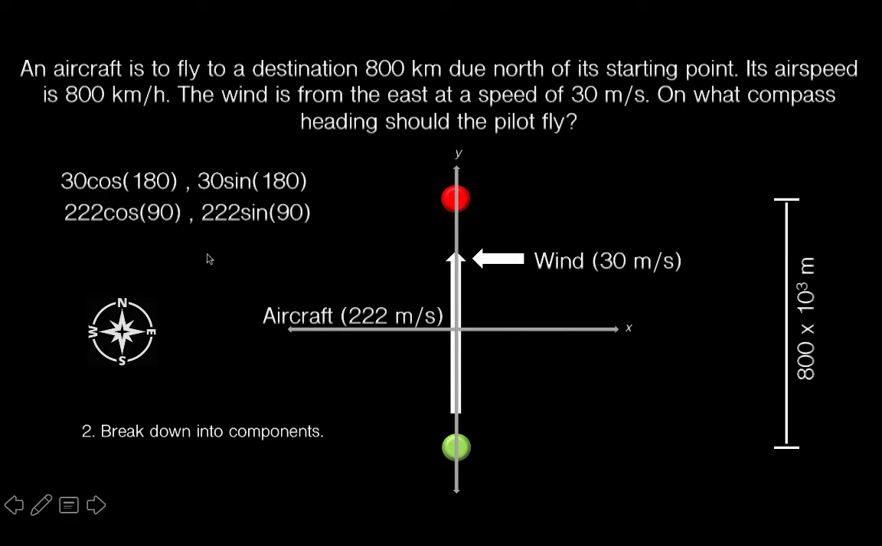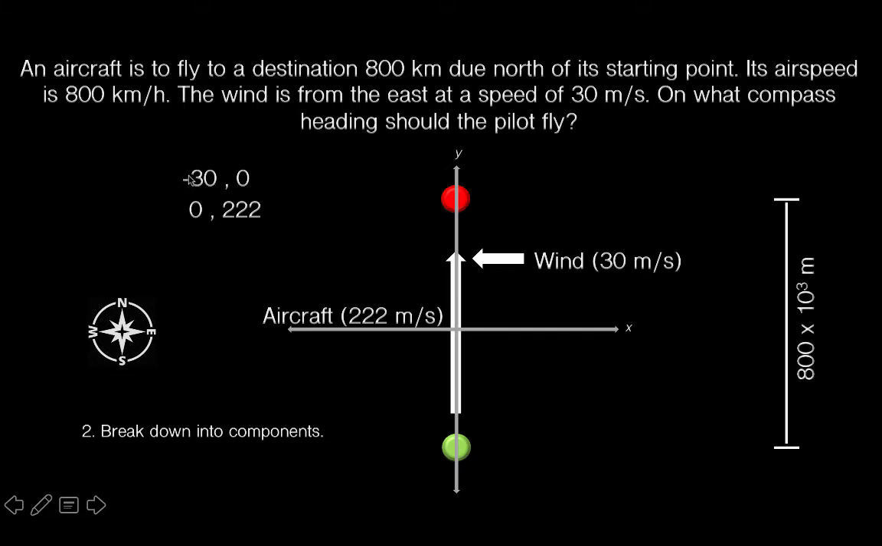Likewise, this 90, representing the aircraft, is 90 degrees from the x direction counterclockwise. And the components for the aircraft are 222 cosine 90 for the x component, and then the y component is 222 sine 90. When we evaluate this, we get minus 30 for the x and 0 for the y for the wind, and then 0 for the x and 222 for the y for the aircraft. When we add these to get the resultant vector, we get minus 30 for the x component and 222 for the y component.